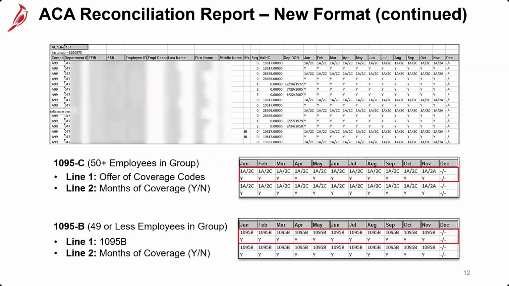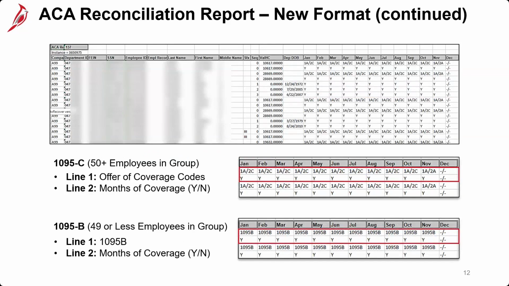So in this view, you can see that if I'm getting a 1095C, I'm going to get 2 lines for each employee. The first line is going to show 2 codes with a slash in between. That's my box 14 and my box 16 values, and that's whether I was offered coverage and whether I enrolled in that coverage. Line 2 is going to show either a yes or no to show if I was covered that month.